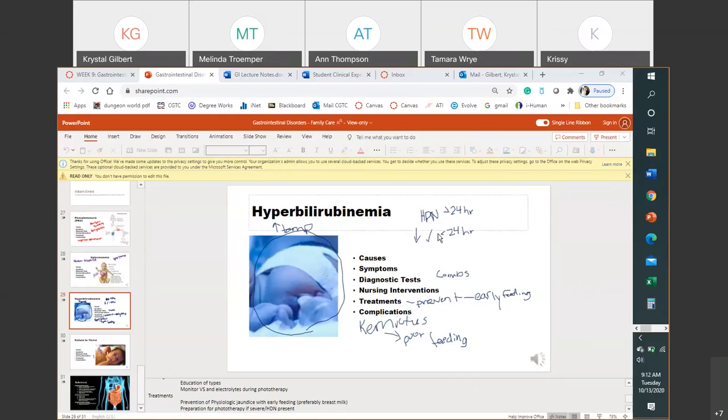So if the first day they're doing okay, we've given them early feedings to prevent the jaundice, we don't have any symptoms, their temperature is regulating, doing everything fine, but then after their first day they start exhibiting signs, then we might need to look at HDN.